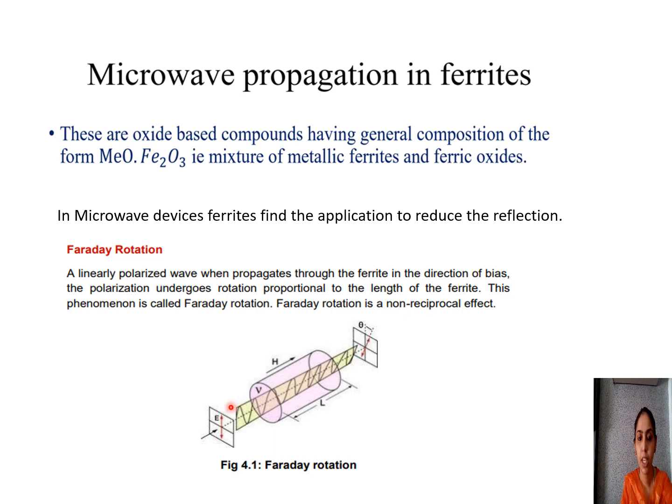For example, the plane of polarization is changed here, as understood from the figure. Say it is rotated by 45 degrees when passing through the length of a ferrite. Such a property will be employed in the working principles of circulators and isolators.